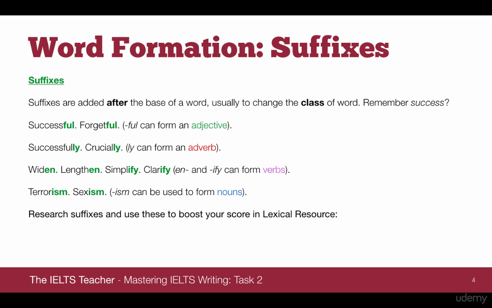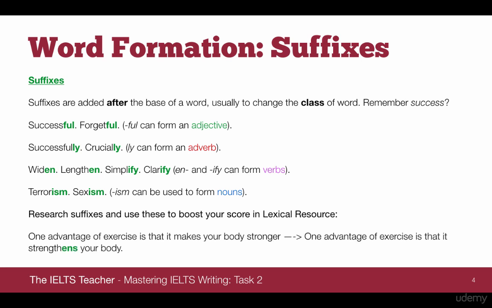So again, let's have a look at an example. One advantage of exercise is that it makes your body stronger. It makes your body stronger. How could we use word formation to improve this? One advantage of exercise is that it strengthens your body. You may think this looks simplified in a way, simpler because we've used fewer words, but actually that is a good thing. You want to be concise with your language, and we can be much more concise with our language if we know how to use suffixes appropriately.